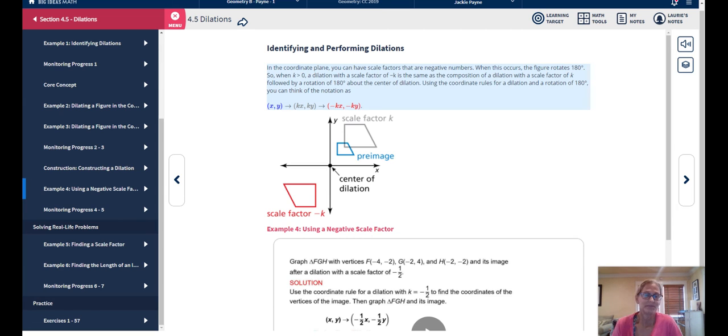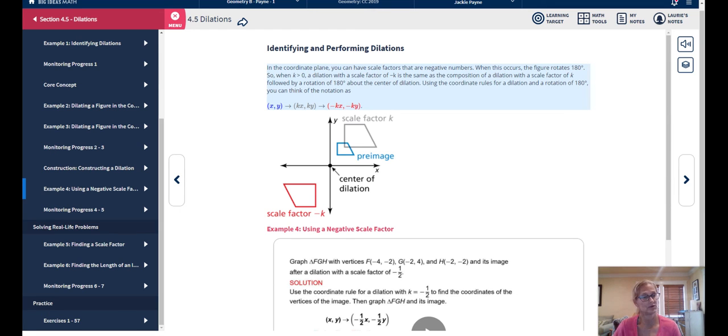And that's a little tricky, right? Because negative really will flip it. It'll make it a reflection. Anyway, let's read this. In the coordinate plane, you can have scale factors that are negative numbers. When this occurs, the figure rotates 180 degrees.